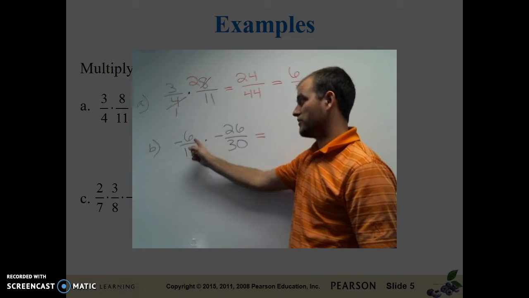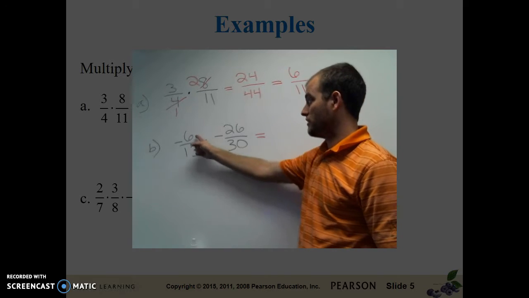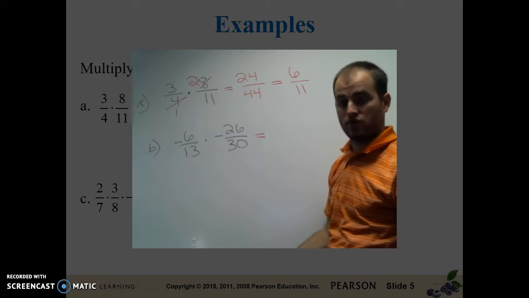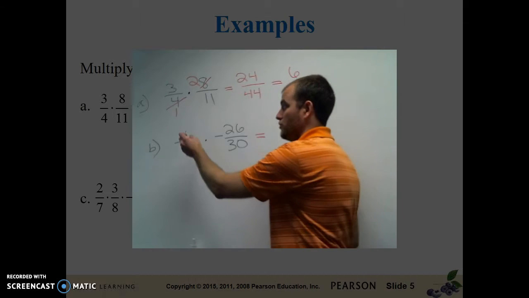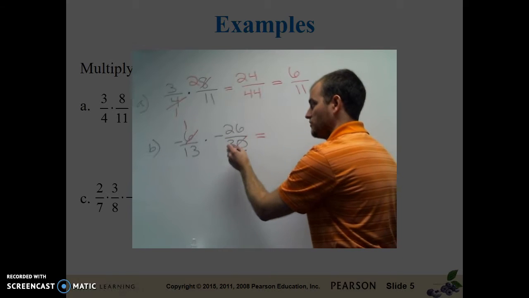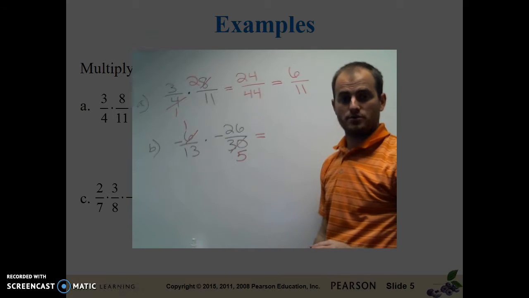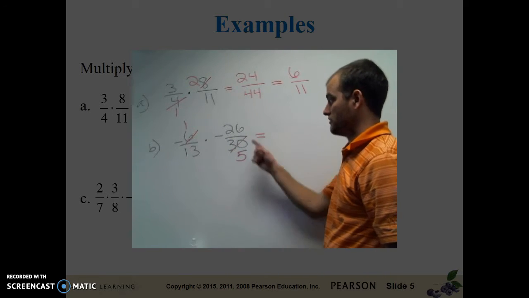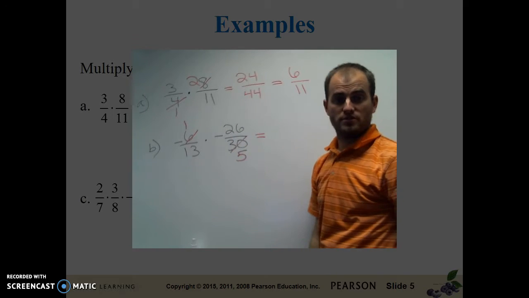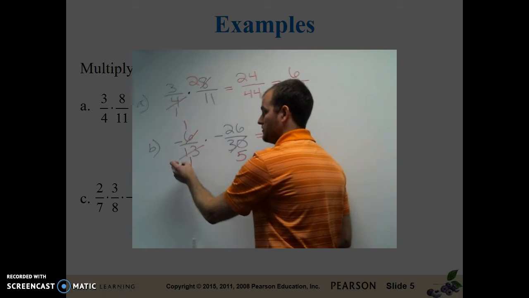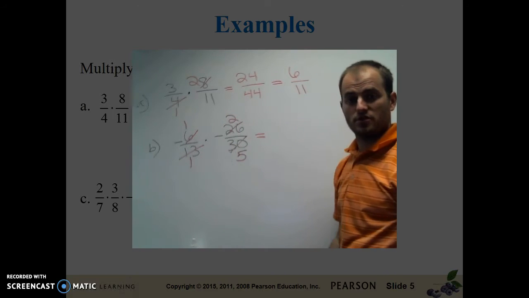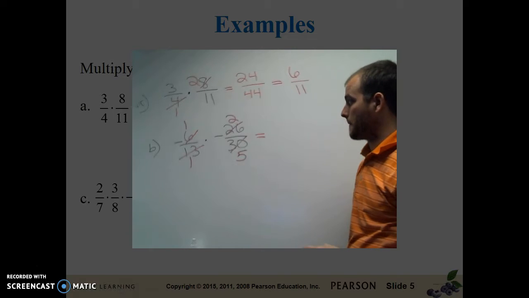So you'll see the 6 and 13, nothing goes into both of those, but 6 and 30 have a common factor of 2, 3, and 6. So you want to use the 6. 6 goes into 6 once, and 6 goes into 30 5 times. So those can be reduced. 26 and 5 can't be reduced, but 13 and 26 can. 13 goes into 13 once, and 13 goes into 26 2 times, because 13 times 2 is 26.